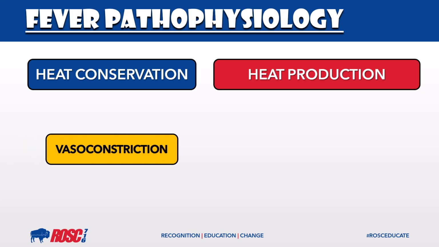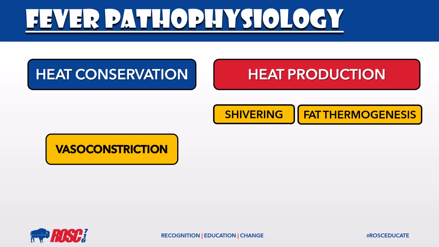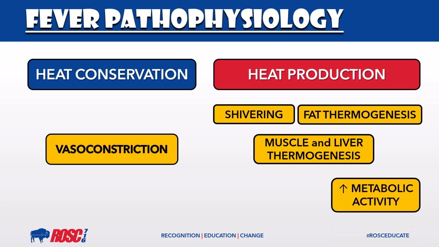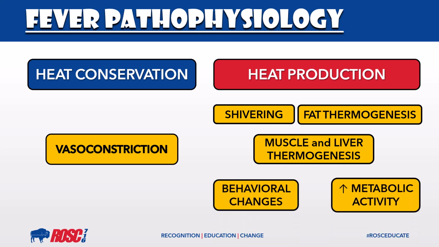So an example of heat conservation would be vasoconstriction. The peripheries become vasoconstricted, the blood comes within the thorax, the core of the body, and this maintains heat. Then we have heat production, and one of the most powerful tools for heat production is shivering. Then we have fat thermogenesis, muscle and liver thermogenesis, an increase in our metabolic activity, and also behavioral changes. What are behavioral changes? We've all been at home with the flu. What's the first thing that we do? We grab a blanket, we cuddle up, and we turn on the fire. These are examples of ingrained behavioral changes when we have a fever or an illness.